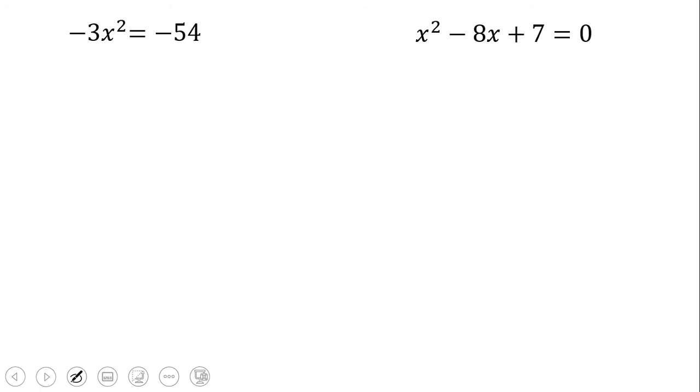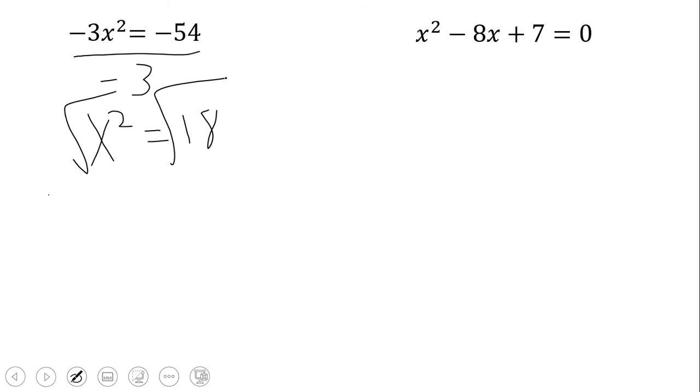So in number 32 here, you're being asked to solve for x. Notice that there is no x term, but only a squared. So you're going to start by dividing both sides by -3. That's going to give you x squared is equal to, when you do -54 divided by -3, 18. The way that you get rid of a squared is by taking a square root. Again, when you take a square root, you're doing plus or minus.